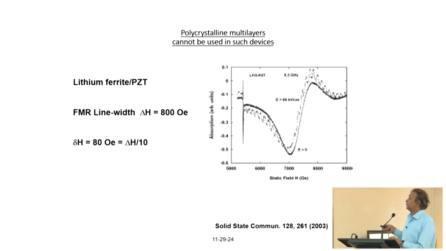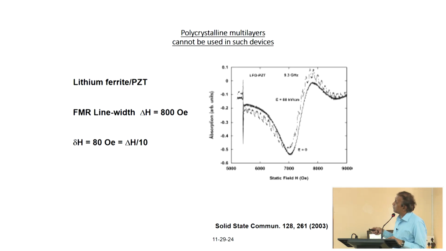Right. This is the ferromagnetic resonance in a polycrystalline multilayer of lithium ferrite and PZT. And look at this FMR profile. It has the line width. The line width is the separation between this dip and the peak. That's close to 800 Oersted.